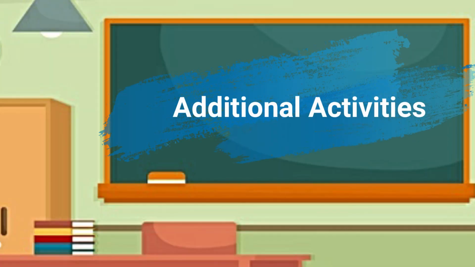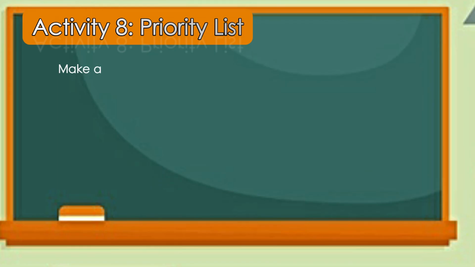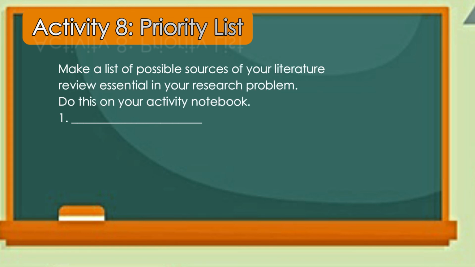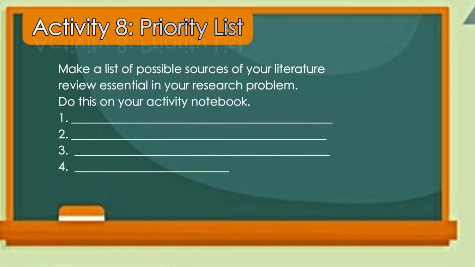For your additional activities, this is Activity 8, Priority List. You're going to make a list of possible sources of your literature review essential in your research problem. Do this on your activity notebook, and that is 1 up to 5.